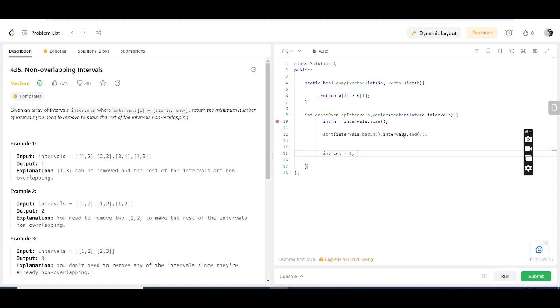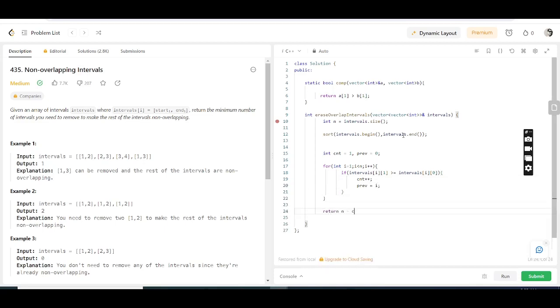Let's take a previous variable which is 0. Let's start from I equal to 1, I less than n, I plus plus. We can see that if intervals I1 is greater than or equal to intervals I0, that means increment the count by 1 and reinitialize previous to I. At the end, return n minus count.